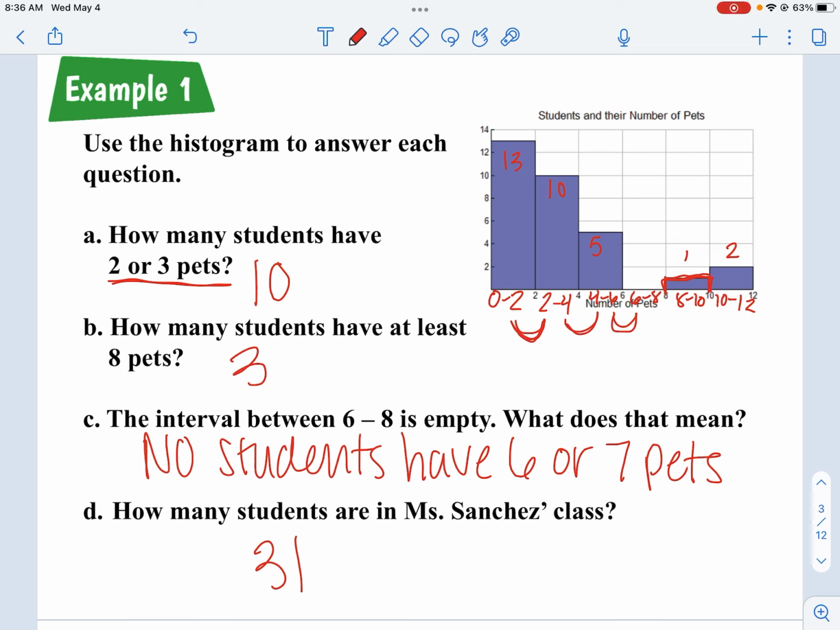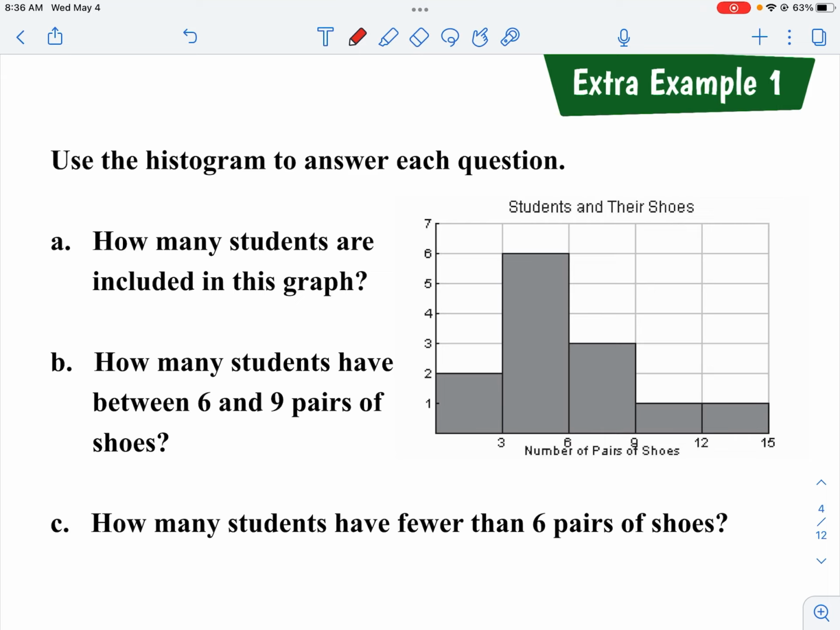So this is the same thing. Now it's showing students and their shoes. So down here is their number of shoes. Okay, so remember, the 3 is going to count to the 1 on the right. So this is 0 to 2 pairs of shoes. This is 3 to 5, 6 to 8, 9 to 11, and then 12 to 15.